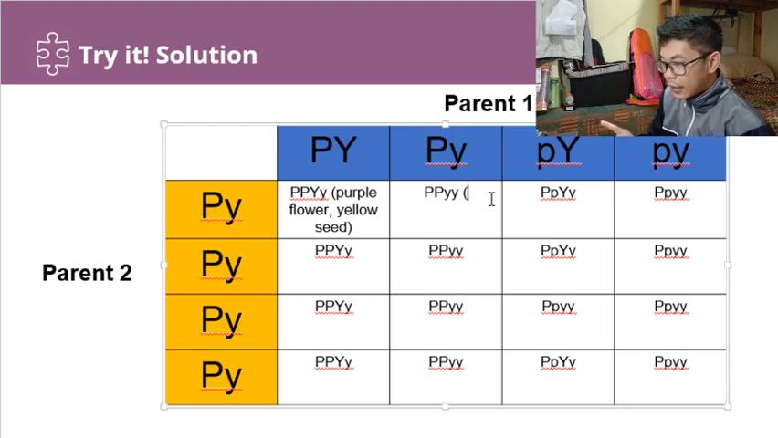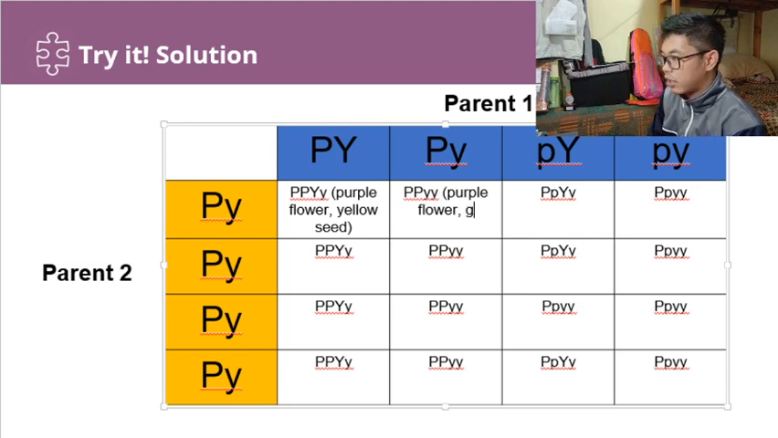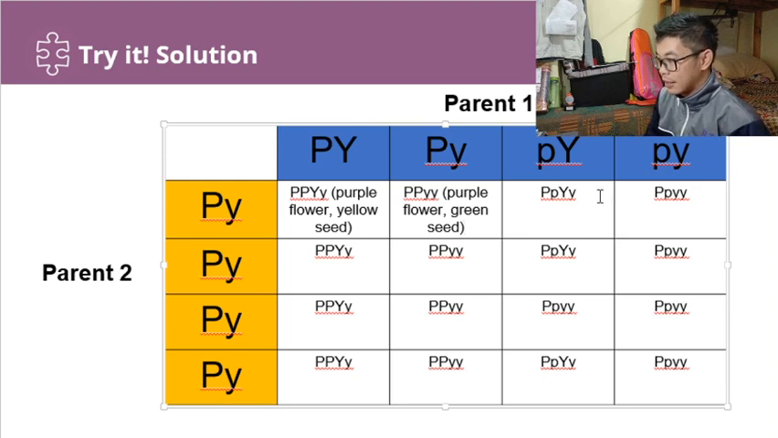Capital P and capital P will tell you that it's a purple flower. And small y, since Y is the dominant one, a small letter y with another small y will tell you that it's a pure green seed. Yan.